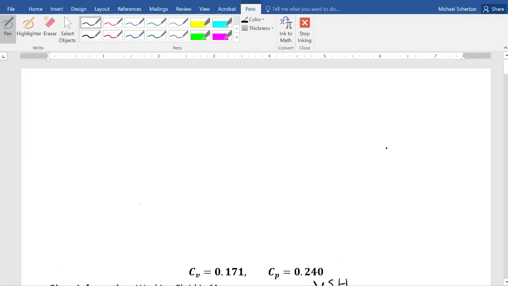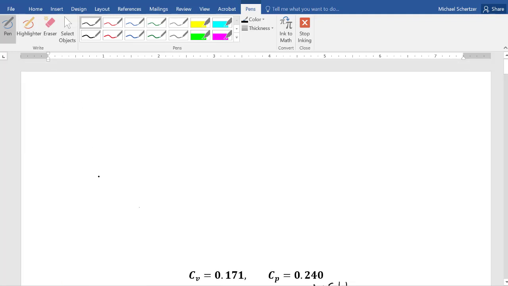Okay? So we know that this is a diesel cycle, right? So because it's a diesel cycle, I'm going to draw a PV diagram. If I have a choice, if it's a closed system, I'm going to prefer to draw a PV diagram. And if it's an open system, I'm going to prefer to draw a TS diagram.